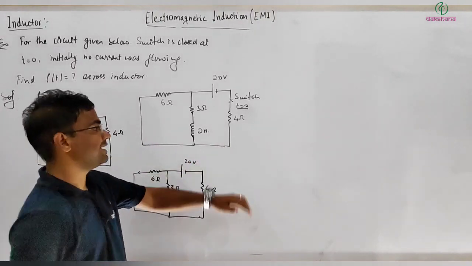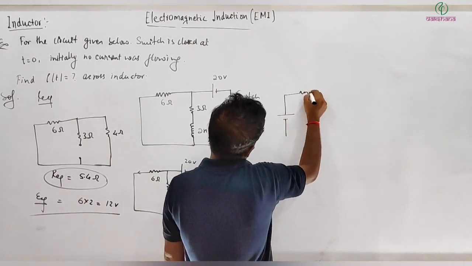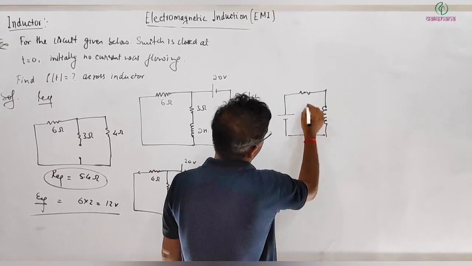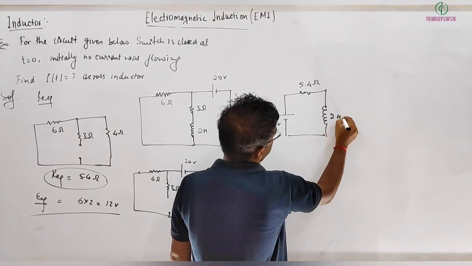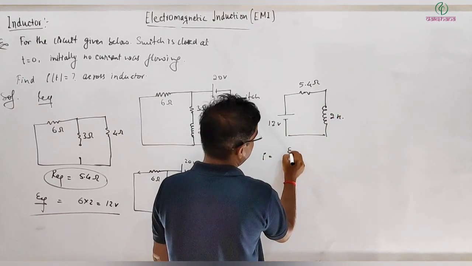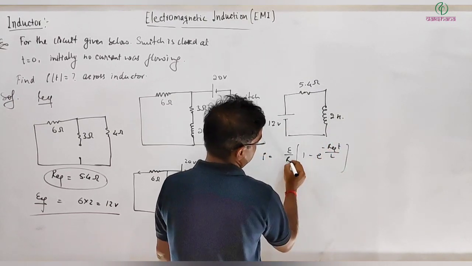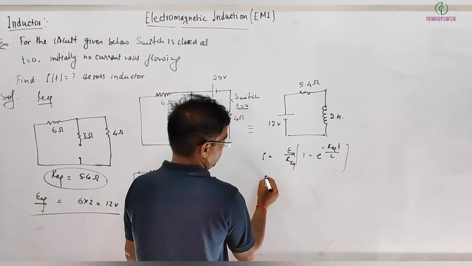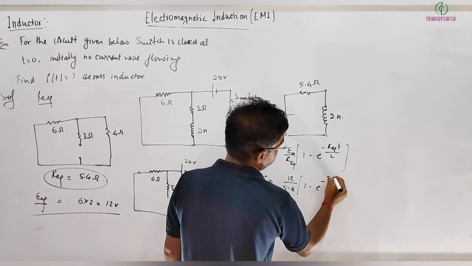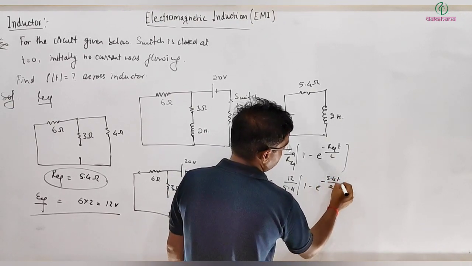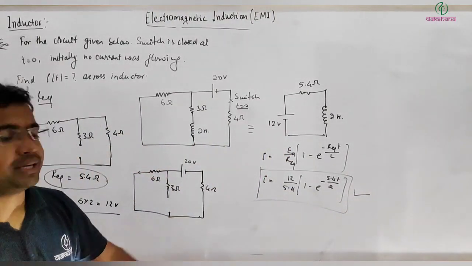Now this circuit is equivalent to one battery, R equivalent, and inductor: R equivalent 5.4 ohm, 12 volt, 2 Henry. I is E by R times 1 minus e raised to the power minus R equivalent T by L equivalent. So I is equal to 12 by 5.4 times 1 minus e raised to the power minus 5.4 into T divided by 2, and this is your answer. You can see it's again very easy.